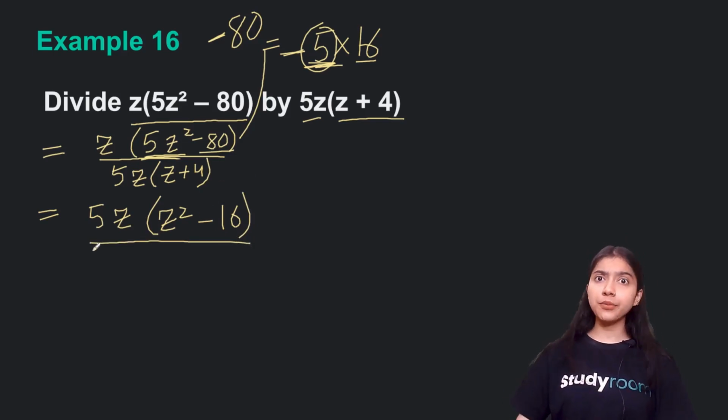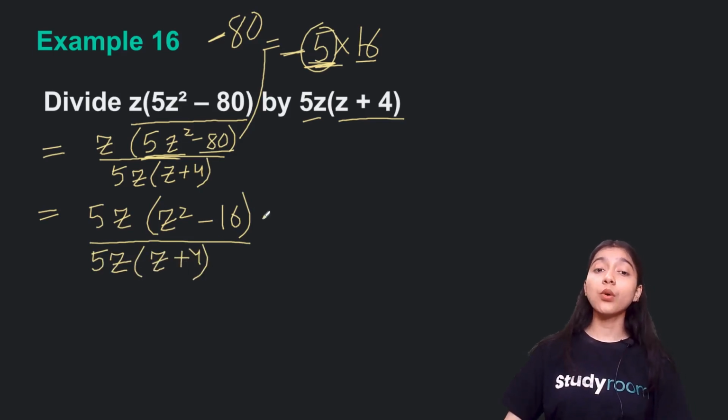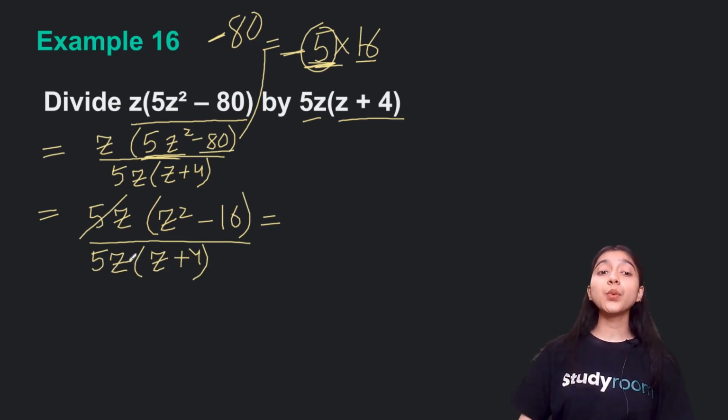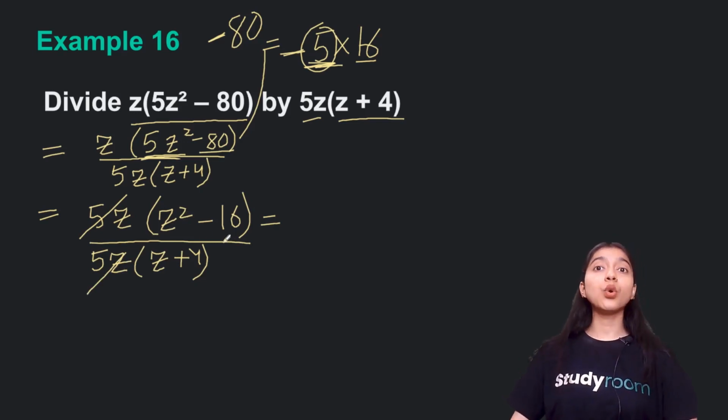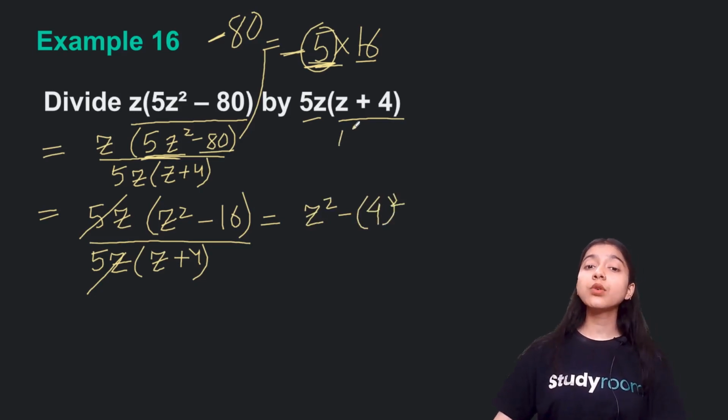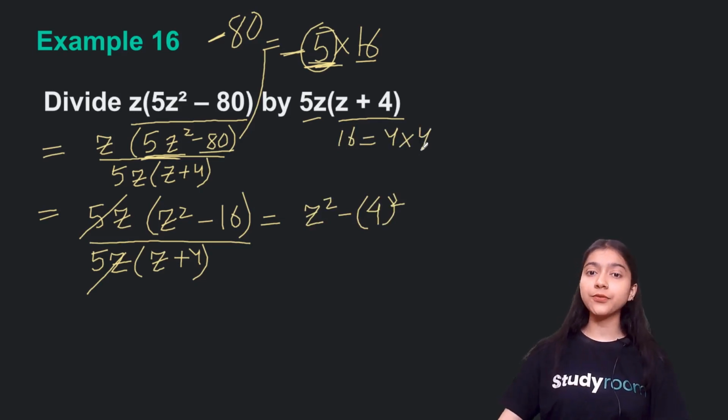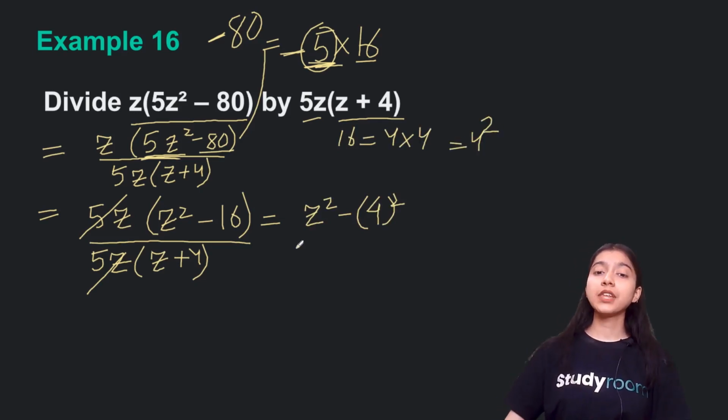The denominator will remain as it is, that is 5 times z, whole multiplied with z plus 4. Now, this 5z will get cancelled out with this 5z. So we are left with z square minus 16 on the numerator and z plus 4 on the denominator. Now this z square minus 16 can be written as z square minus 4 square, because we know that 16 is equal to 4 multiplied with 4, which is equal to 4 square. And then the denominator remains the same, that is z plus 4.